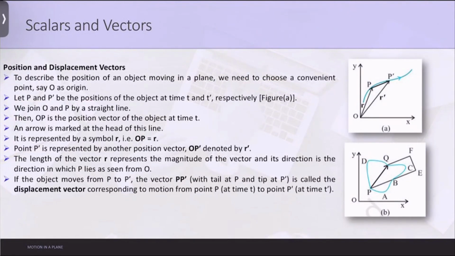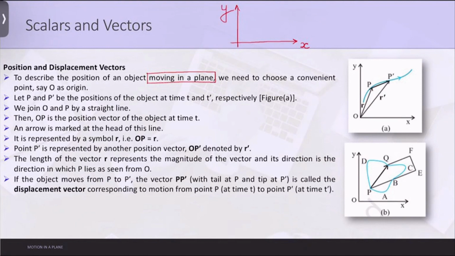Fine. Now let us understand two different types of vectors, that is, position and displacement vectors. To describe the position of an object moving in a plane, please remember we are now in the chapter of moving in a plane. So everything will be understood. If nothing is given about the coordinate axis, please always take it as the x and y axis. Let us understand everything in the x and y axis. We can broaden it to yz or zx if there is such a case.